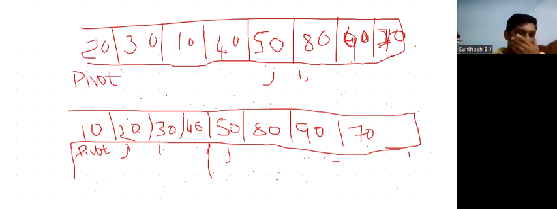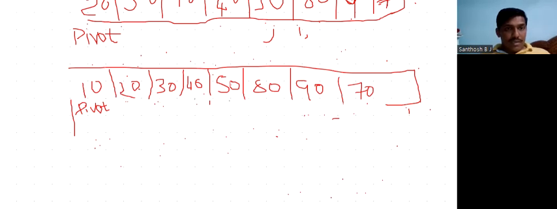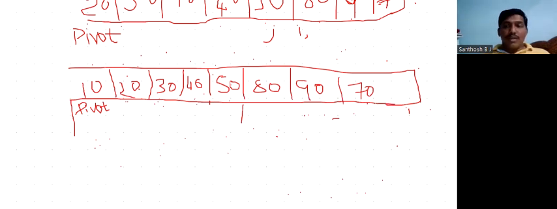Now once again we compare with the right part: 80, 90, 71, the remaining three elements. So let's see here, I will erase all those things now because it is already sorted up to 50, only the remaining part is left. So now we're considering 80, 90 and 70. What is the pivot value for this right part? Pivot value is 80.